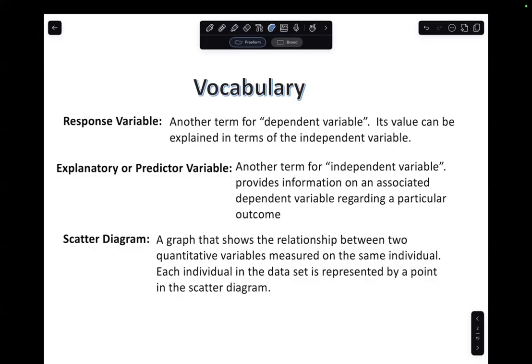The scatter diagram, you've all seen a scatter plot. It's all the dots on the graph, and it shows the relationship between two quantitative variables. This is going to help us to determine if there really is a linear relationship between two variables. We're going to be looking at a scatter diagram. So that's our vocabulary for this. That's most of the vocabulary.